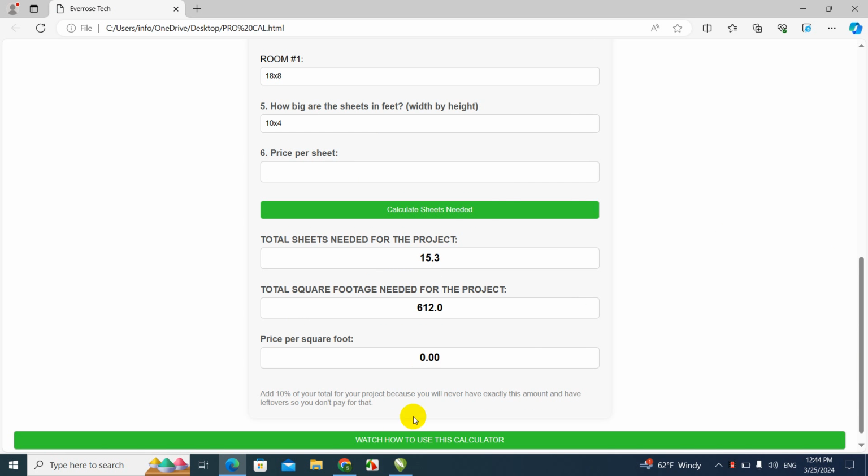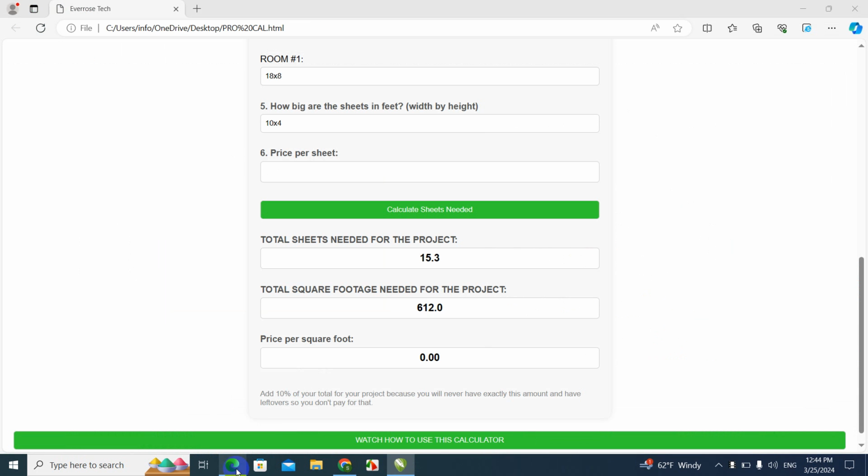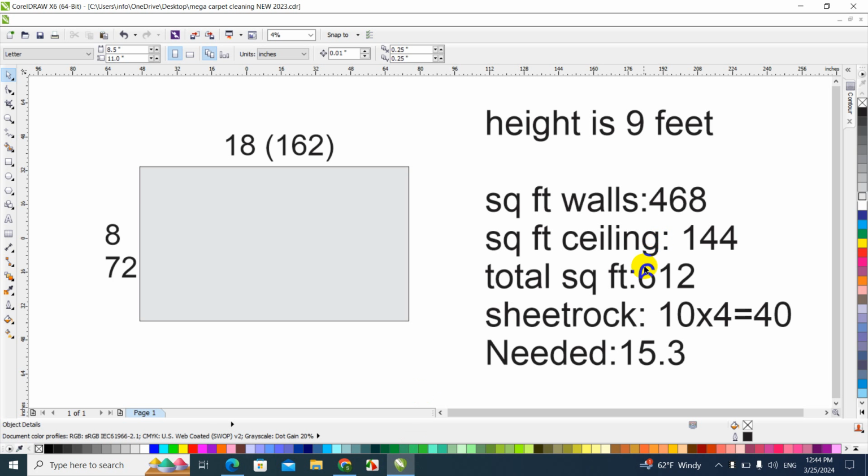We get the same measurements that we got, which took longer. 15.3 sheets needed for this project, and it is 612 total square footage needed for the entire project, 612, and we got that here too.